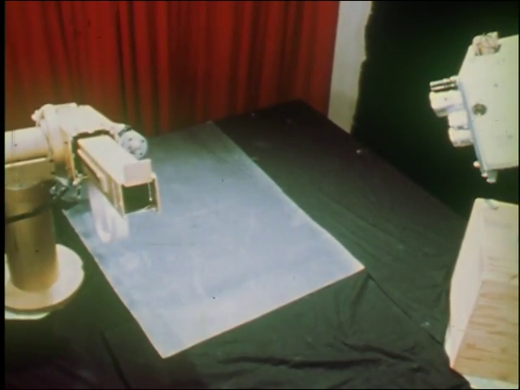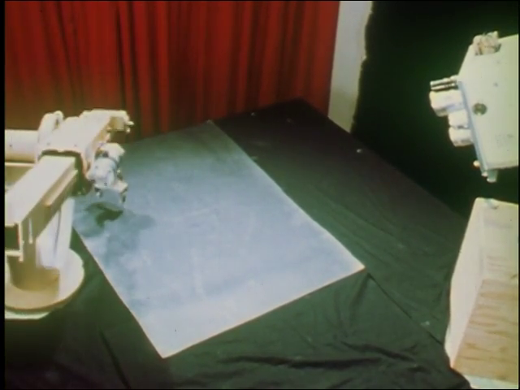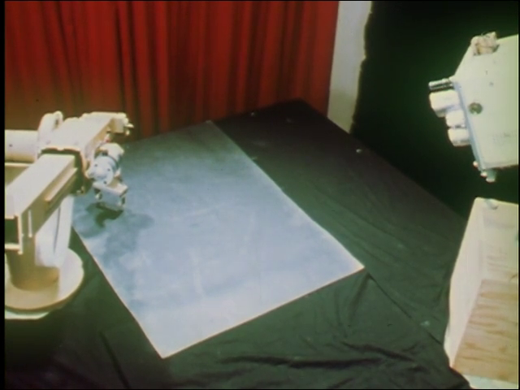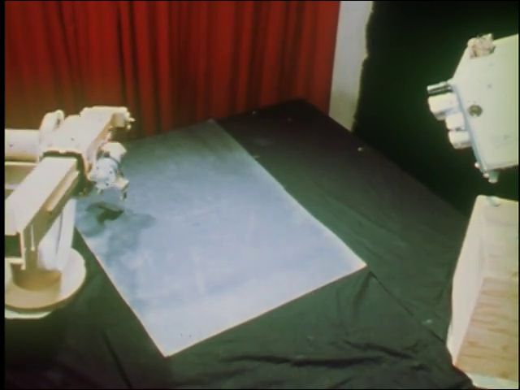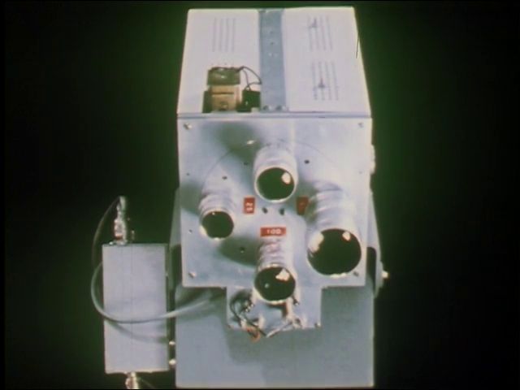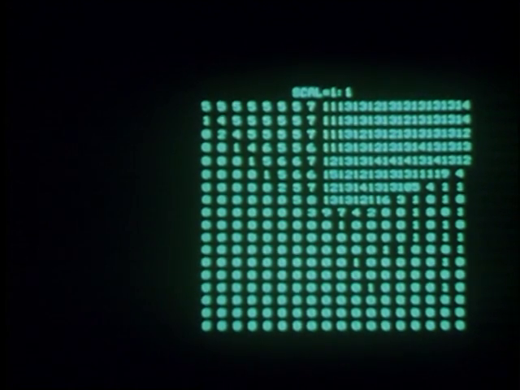Aaron Gill has been using both the hand and eye to investigate tasks involving precise manipulation and self-correction based on visual feedback. The eye is an ordinary television camera whose picture is digitized into a 256 by 333 point array with 4 bits per point. Thus, a magnified view of the bottom corner of the block shown here would appear to the computer as an array of intensity values like this, where the relative brightnesses are indicated by values from 0 to 15.